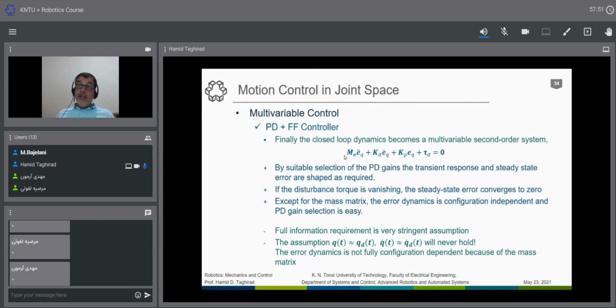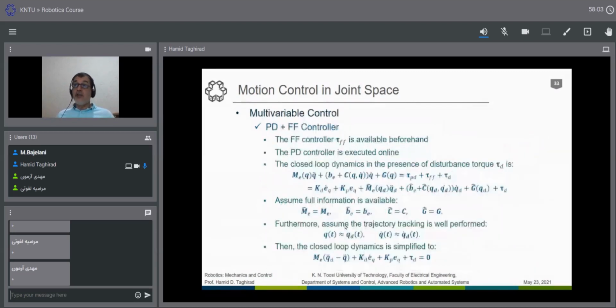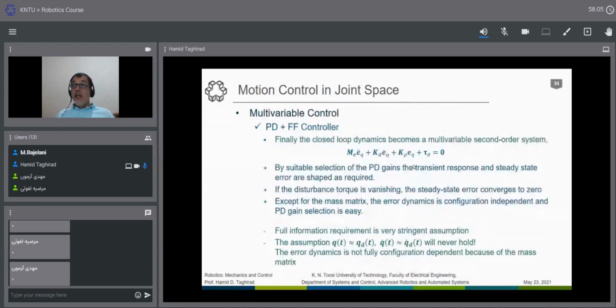But it is almost close. It is much better than a simple PD, because you are canceling many of the nonlinear terms if this assumption holds. The negative aspect of this equation is the assumption that we are making. We use the fact that full information is known. We have a full information requirement.